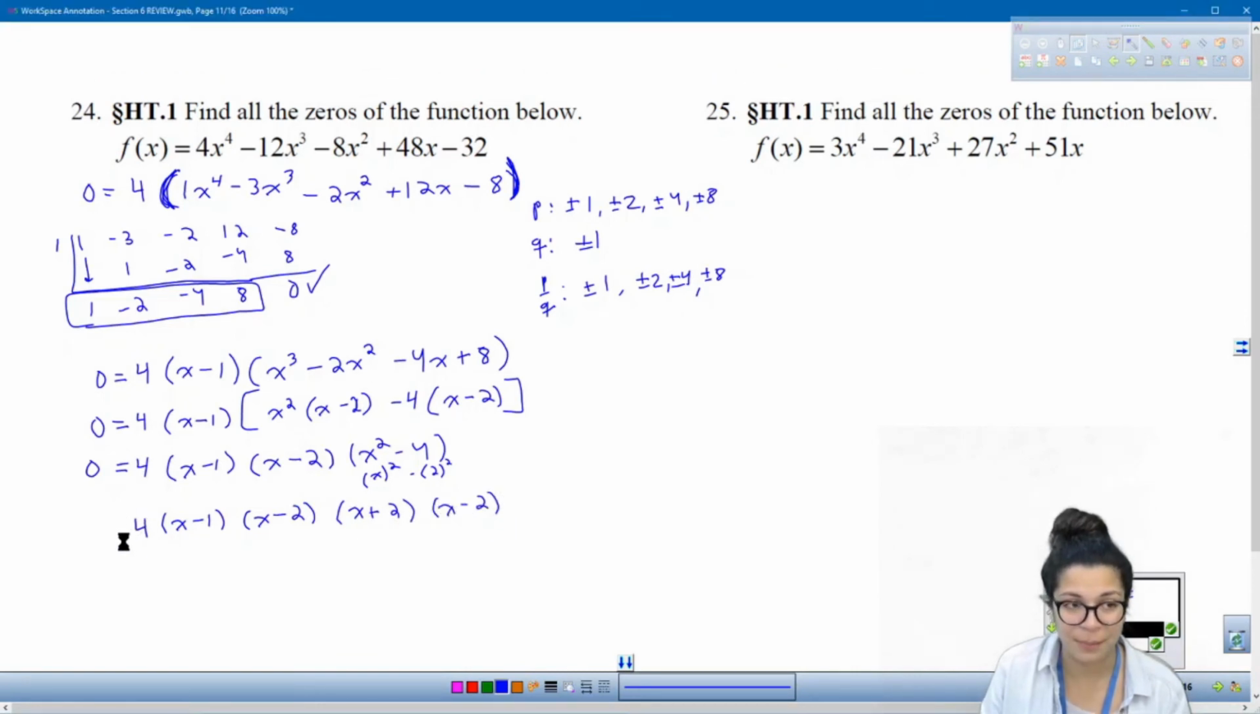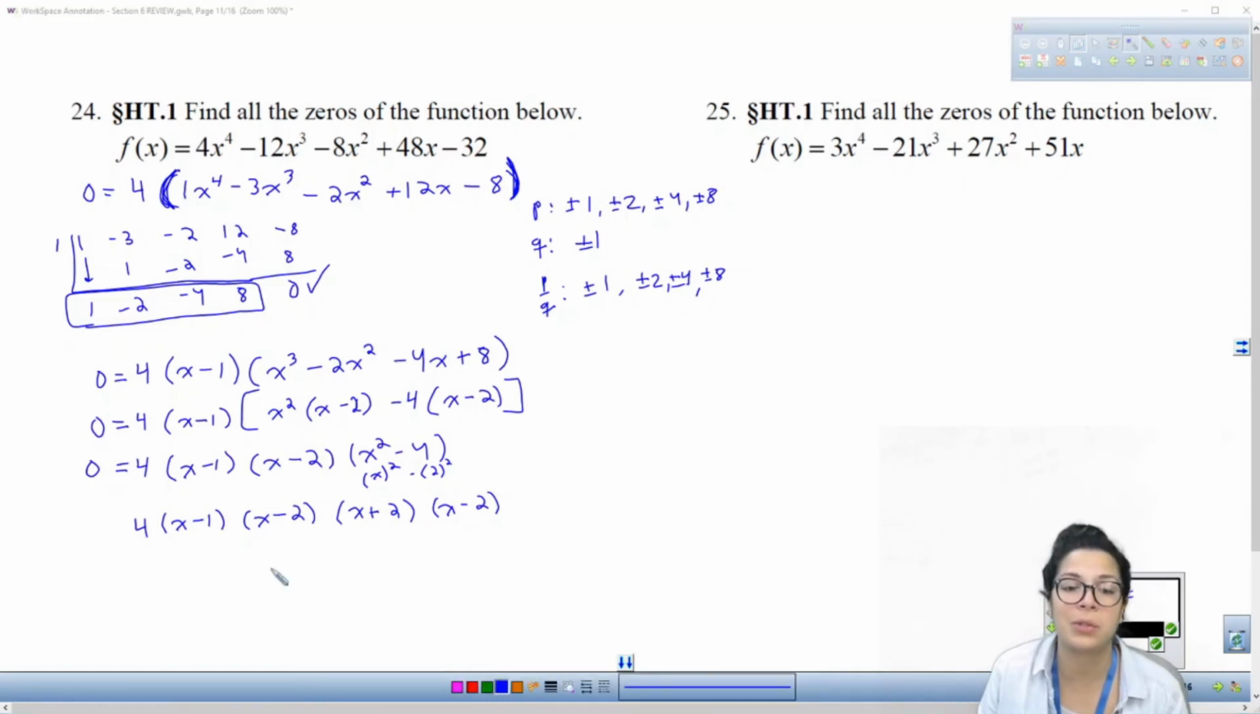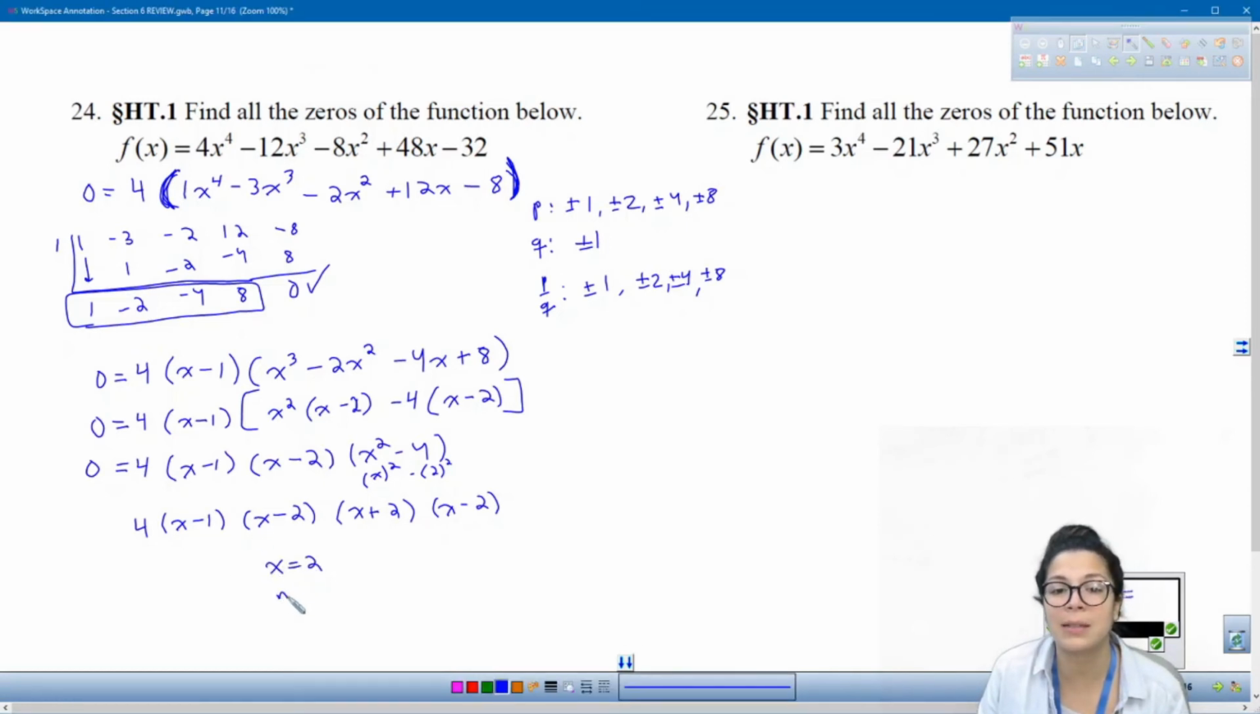So what do we have? We have a polynomial that has two copies of x minus 2. Now those two copies of x minus 2, if I set them equal to 0, will give me the solution x equals 2. So the solution x equals 2 has a multiplicity of 2. Then x plus 2 is only a factor once, so the solution of x equals negative 2 will have a multiplicity of 1. And then x minus 1 equal to 0 will give me the solution x equals 1, which again is only a factor once, so that's multiplicity of 1.